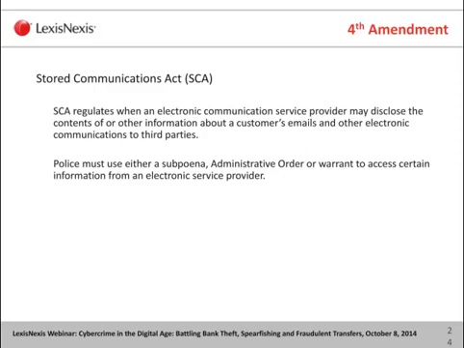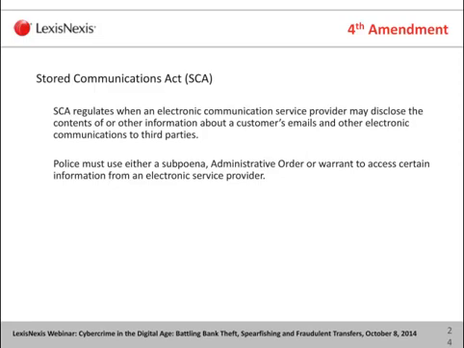The challenge, of course, is to find out what constitutes content. Some of it's obvious, the message itself is content, but is the subject line content, or are emoticons content? How does it work with pictures? How does it work with metadata? Those are some of the challenges with respect to how you define content in the Stored Communications Act.